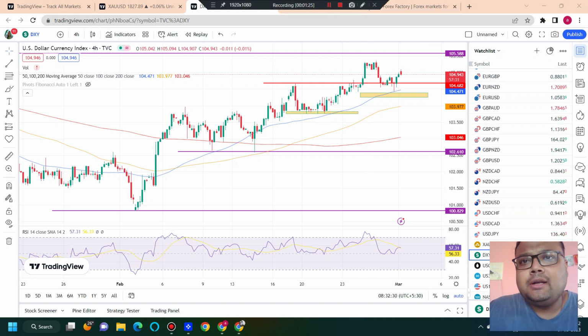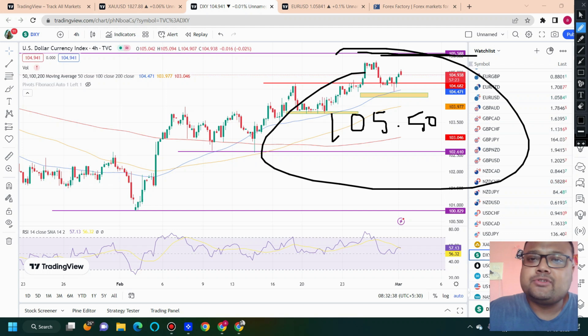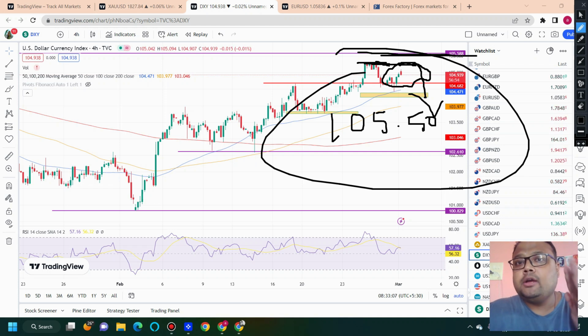So the possibility of DXY heading towards 105.50 is still intact. So this is the next resistance for DXY. But keep in mind that the volatility of the market is going down. As a result, you also need to focus on DXY around the previous high, because if DXY fails to break the previous high, then we may see a double top kind of formation and the market going down. But as of now, 105.50 should be on this side.